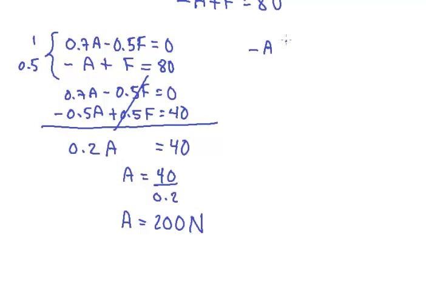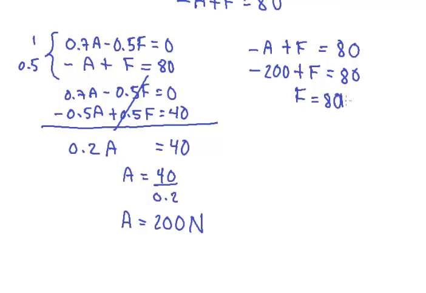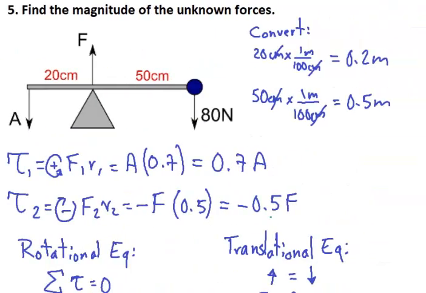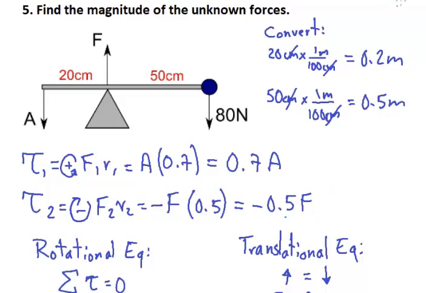So I'll copy minus A plus F equals 80. What is A? A is 200, so I'll substitute A with 200. Minus 200 plus F equals 80. I just need to move minus 200, so F equals 80 plus 200, and F will be equal to 280 newtons, because F is also a force. Now notice that I found A and I also found F, and those two were the things that we were looking for. So that's the way we can solve this type of exercise using the concept of rotational equilibrium.